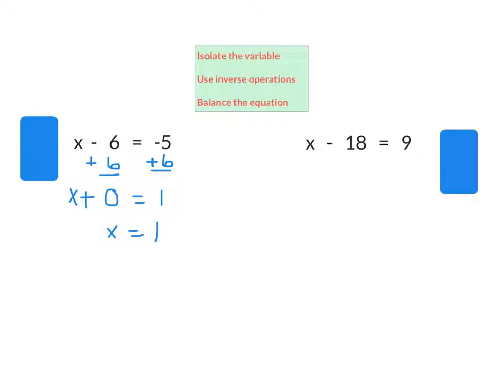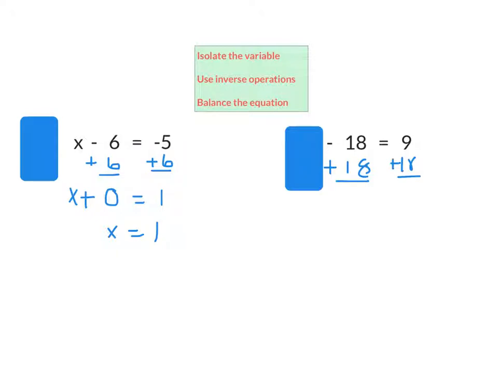Now, for the next problem, I have x minus 18 is equal to a positive 9. I'm going to isolate this variable x, and I'm going to use the inverse of subtraction, which is addition, and I'm going to add 18 to both sides of my equation. And let's bring that block over and hide my x. And negative 18 plus a positive 18 is going to equal 0. And 9 plus 18 is going to be 27.